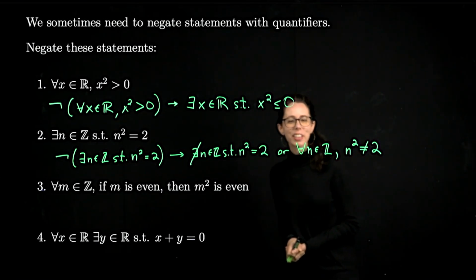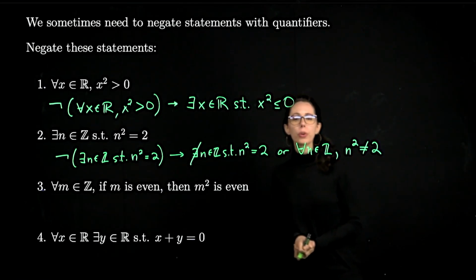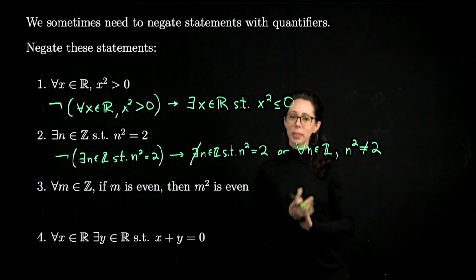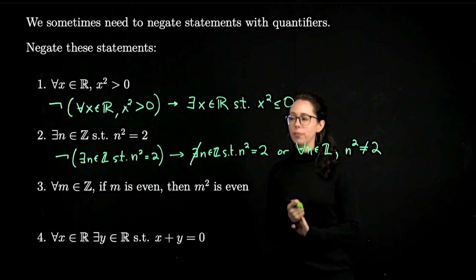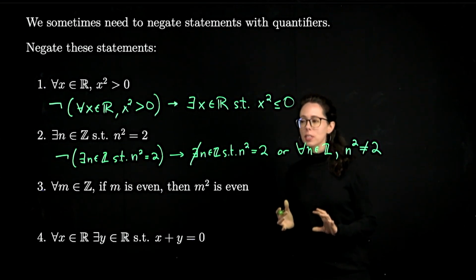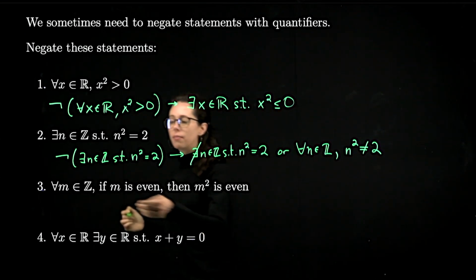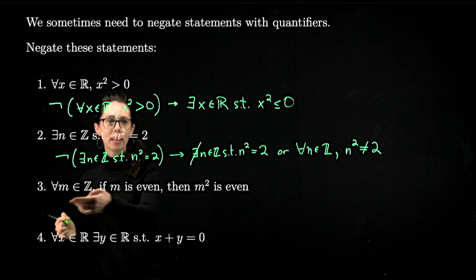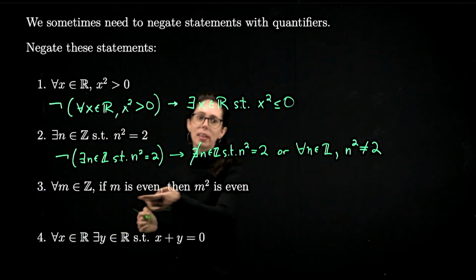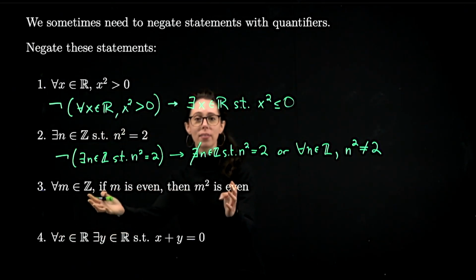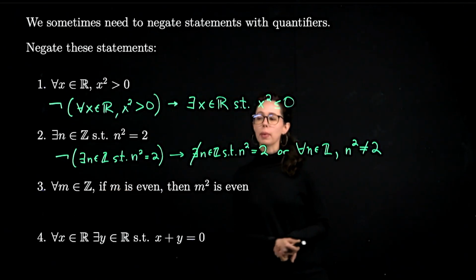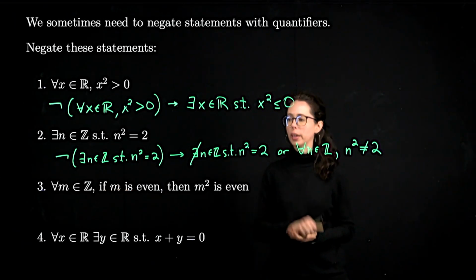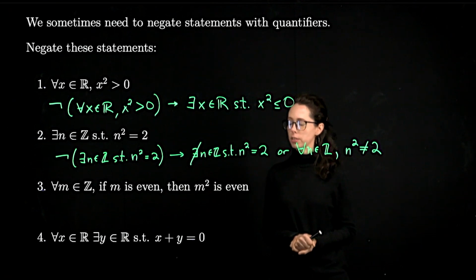Example 3 is actually a little bit tricky here. It's a preview of what it looks like to negate an implication, which is something that we will talk about in a future video. Because what this statement is saying is that for all integers m, if m is even, then m squared is even. Here we have an implication. So we have a conditional statement as the property that's following for all m in the set of integers.